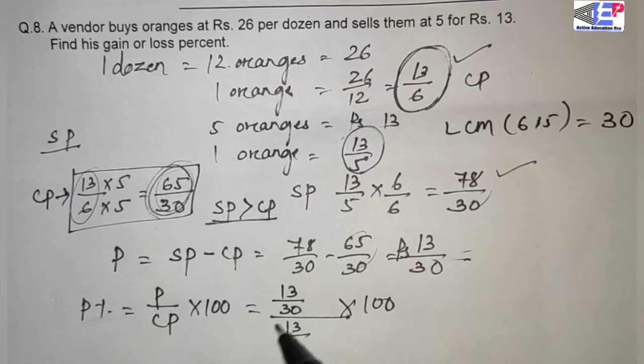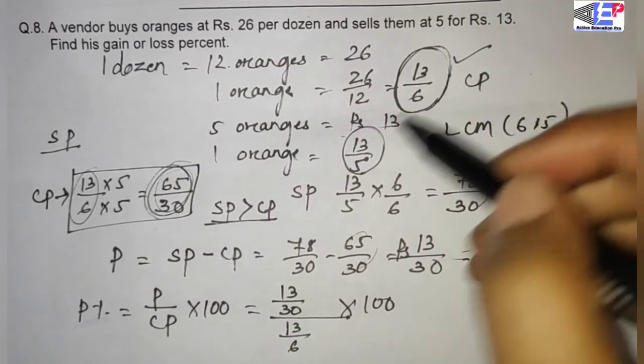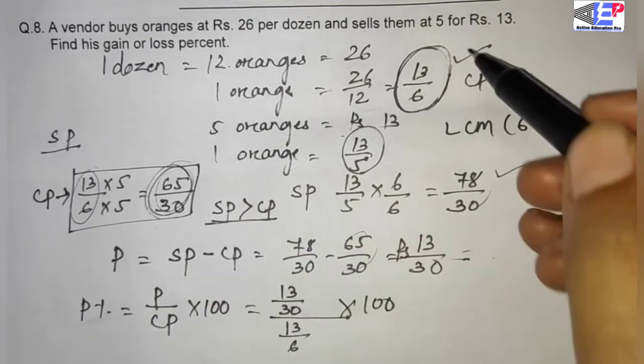You can write here 65 by 30 or 13 by 6, but always take the simplest form so that it will be very easy to calculate when there are fractional calculations. So here there are fractional numbers as SP and as CP. So here I take the smallest, simplest form of this fraction. 65 by 30 is 13 by 6.